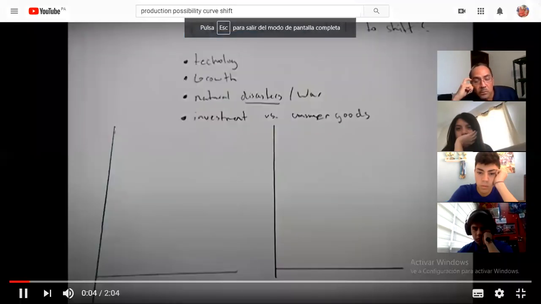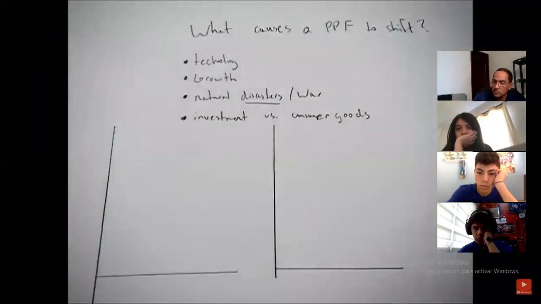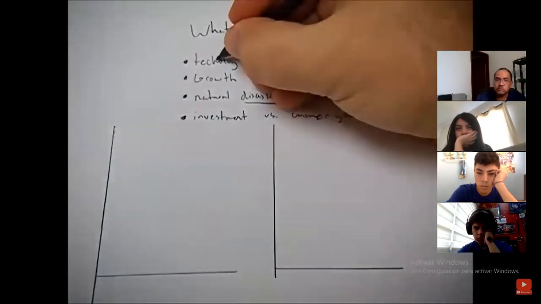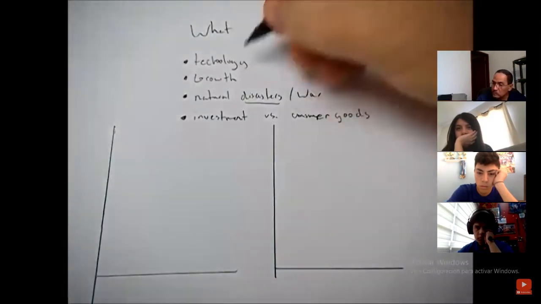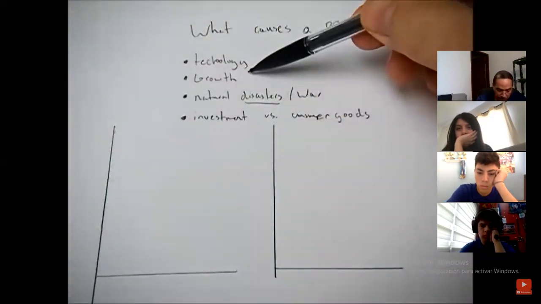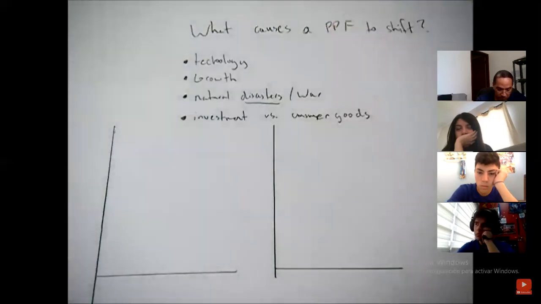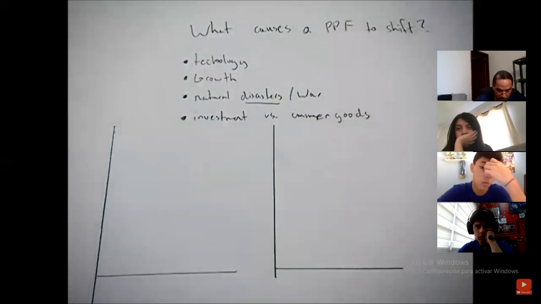Hello, this movie's gonna go over what causes a PPF to shift. So you've seen the other movies on production possibility curves, you understand that, but what can cause them to shift? So I've gone through a brief list and I'm gonna show what happens. The first is a change in technology, economic growth or growth in the economy, natural disasters or any type of disaster really that will destroy capital in the economy or perhaps reduce the population like a plague or war. And then investment versus consumer goods, how that can change a PPF.